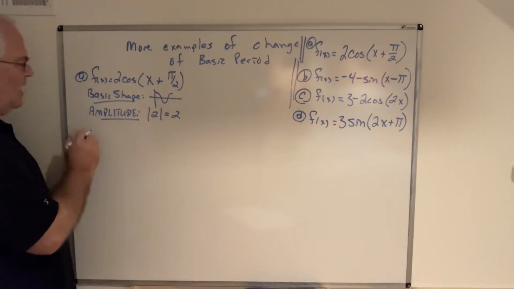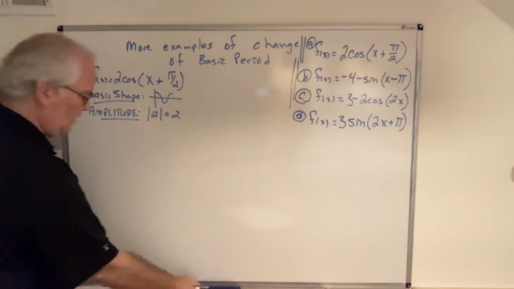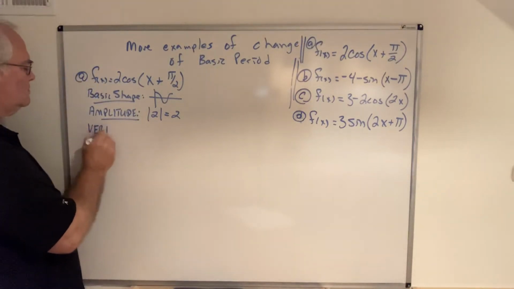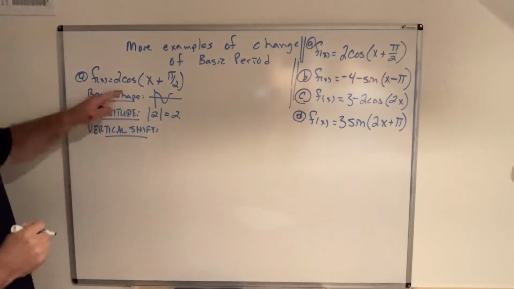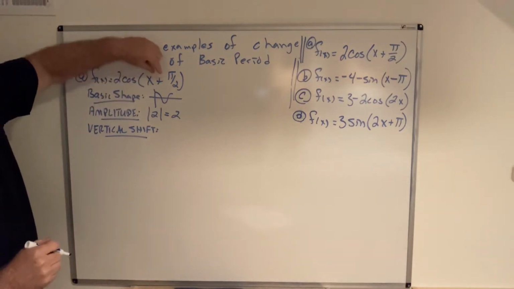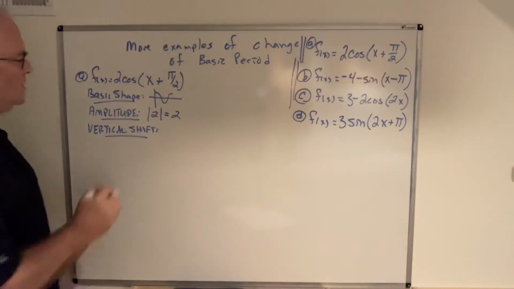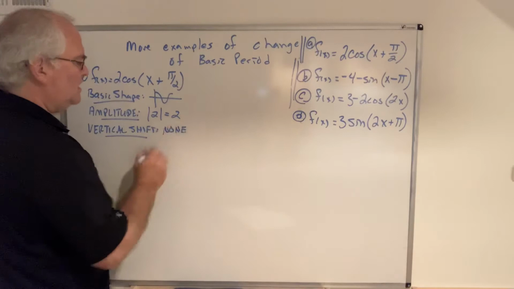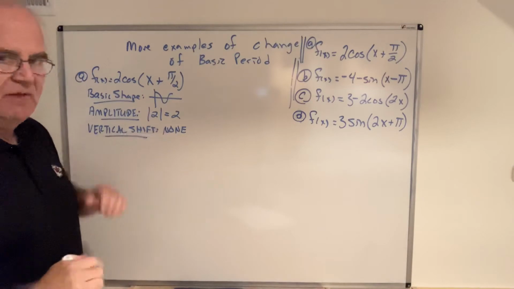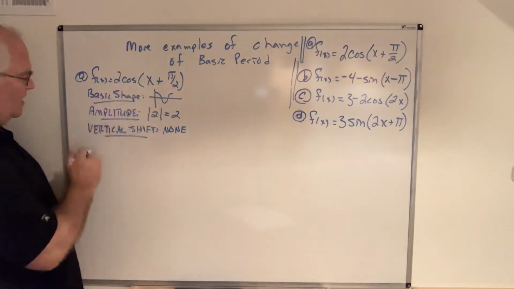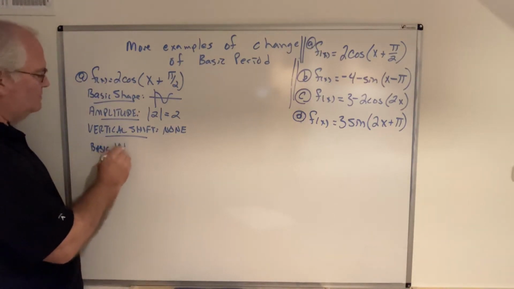And then we have any vertical shifting. Vertical shift, let me write vertical. Is there any vertical shifting here? No, we are adding or subtracting, but this is inside the primary function. There's no adding or subtracting outside the function, and so there is none. So the axis of the graph, the main line axis of the graph is still going to be the x-axis. But then we do have a change. We do have a change of the basic interval.